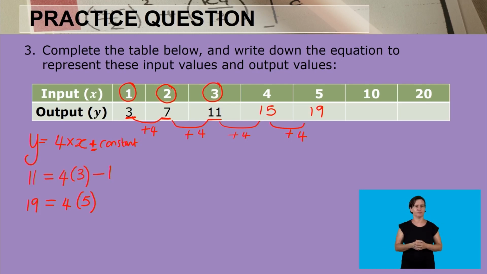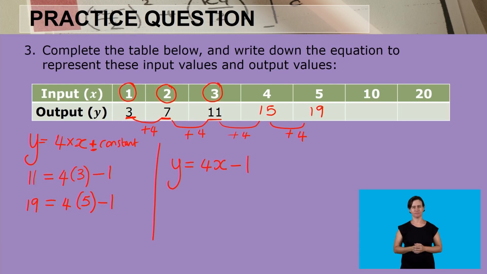So 4 multiplied by 5 is 20. And how do we get to 19 from 20? Yes, we are going to subtract 1. So what does this mean? This means that our equation or our algebraic rule is y equals, so for us to get the output value, we're going to multiply the input value by 4 and we are going to subtract 1. So it means that our rule here is y equals 4x minus 1.